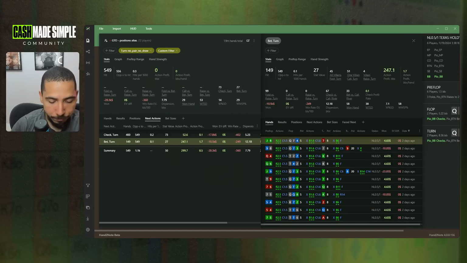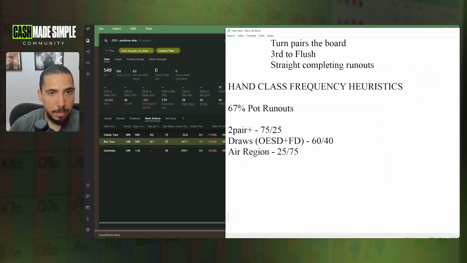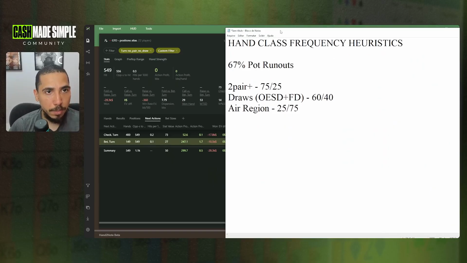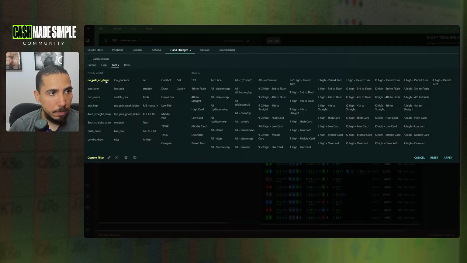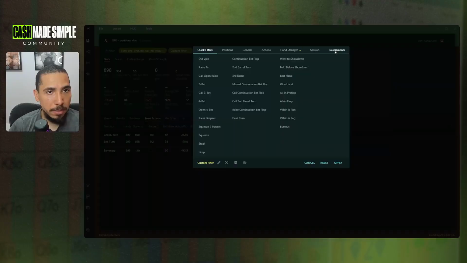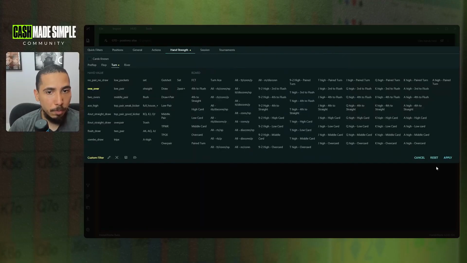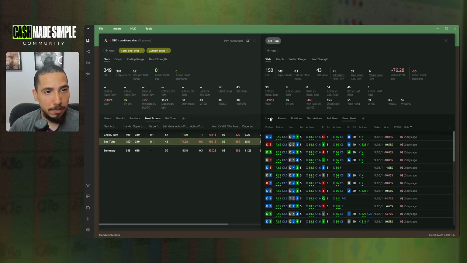So the air region: 25% bet, 75% check. We have it right here, the air region with our hand class frequency heuristic. Let's combine that with the 1 over hand class. It goes up to 33. So the 1 over is barreling a decent amount here. If we remove the no pair, no draw, take a look at that. 1 over card is betting a decent amount here, 40% of the time. So just having 1 over card already shoots that up.